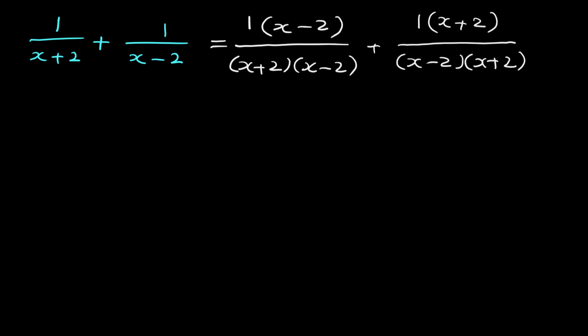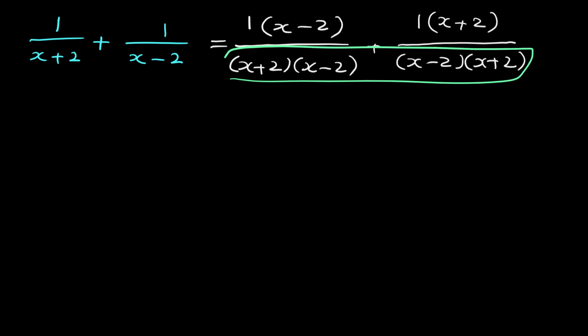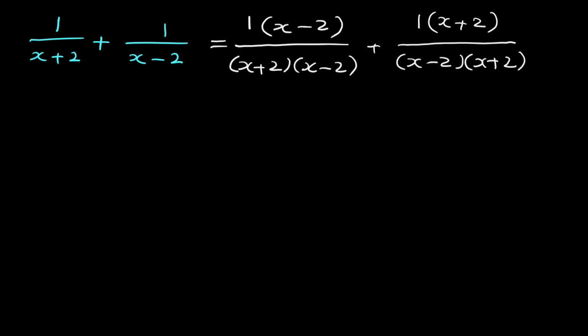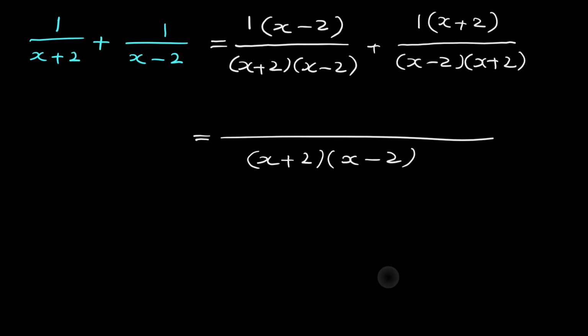Now, if you pay attention, the denominators are exactly the same. We have x plus 2 here, also we have x plus 2 here. We have x minus 2 here, we have x minus 2 here. And the order of the brackets is not important. So the denominators are the same. When the denominators are the same, simply write one of the denominators, because they are the same. Just write one of them and add or subtract numerator by numerator.